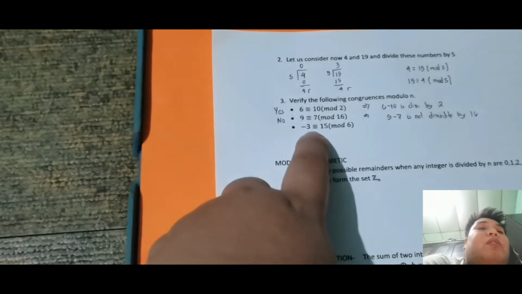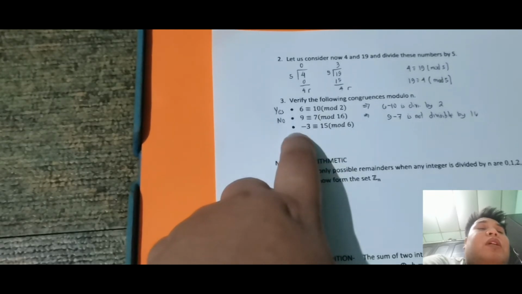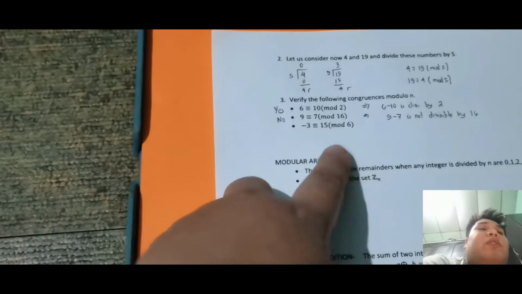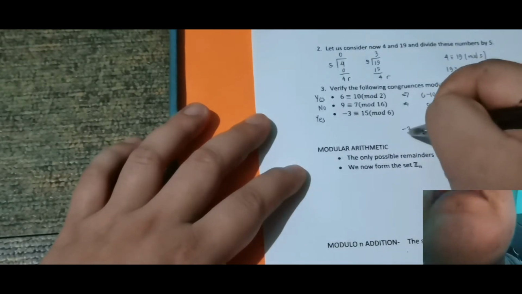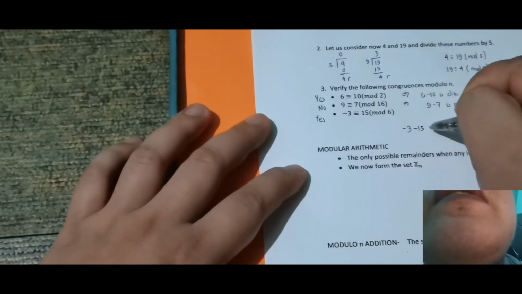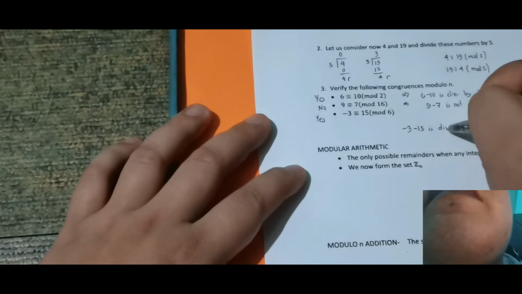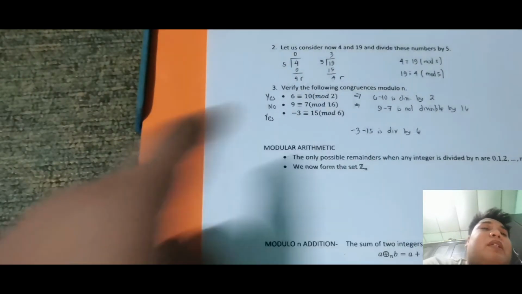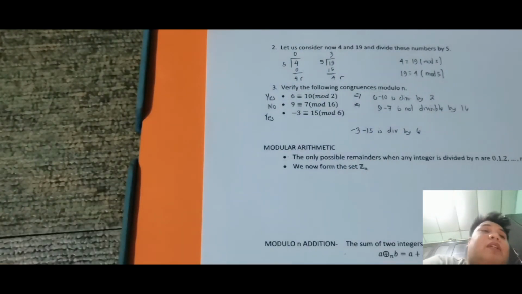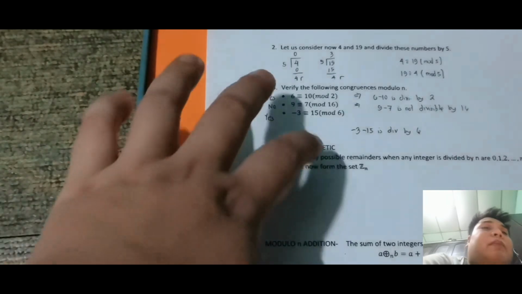Negative 3 congruent to 15 modulo 6. I think this is a valid argument. I think this is yes. Sir, why? Kasi negative 3 minus 15 is divisible by 6. Kasi negative 3 minus 15 is negative 18. Divided by 6, that is negative 3. Okay, so meaning divisible sila. Okay, so this is valid.